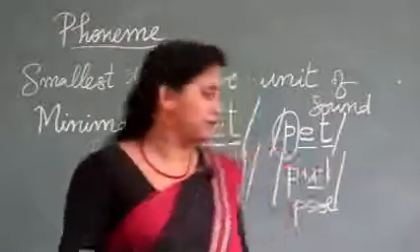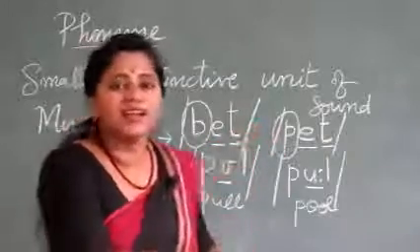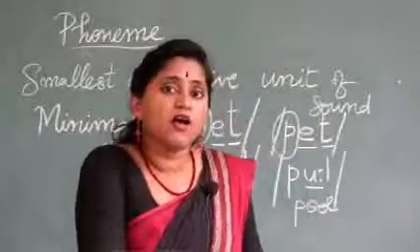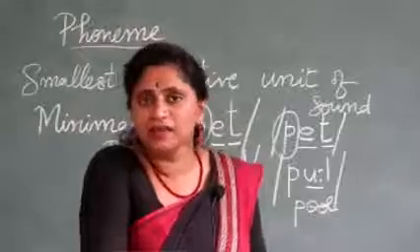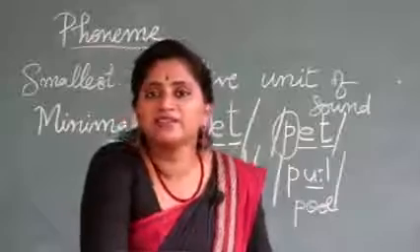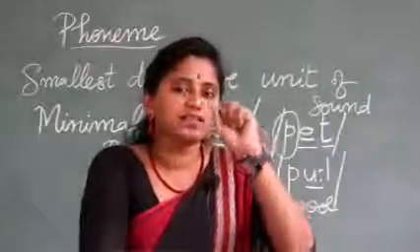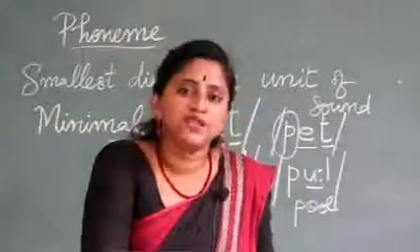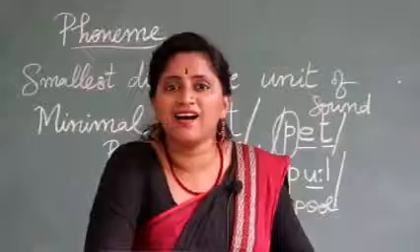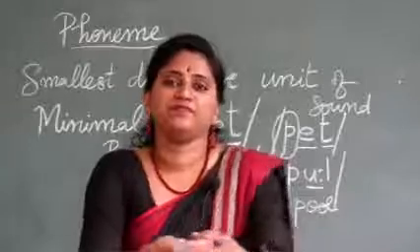Now let's write one more thing here. These two words, bet and pet, are in contrastive distribution, because that slight change caused by one particular phoneme affected the change in meaning. That one change in the phoneme caused the meaning change. So we can say that these two words, the minimal pairs, are in contrastive distribution.